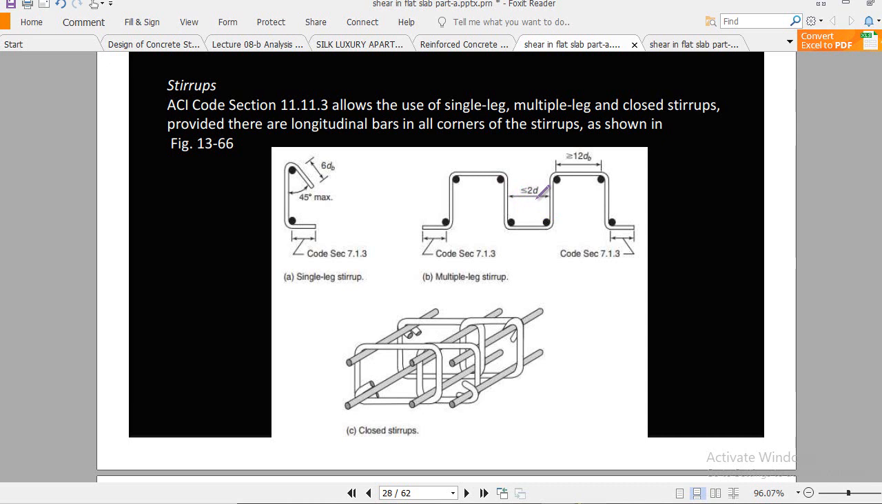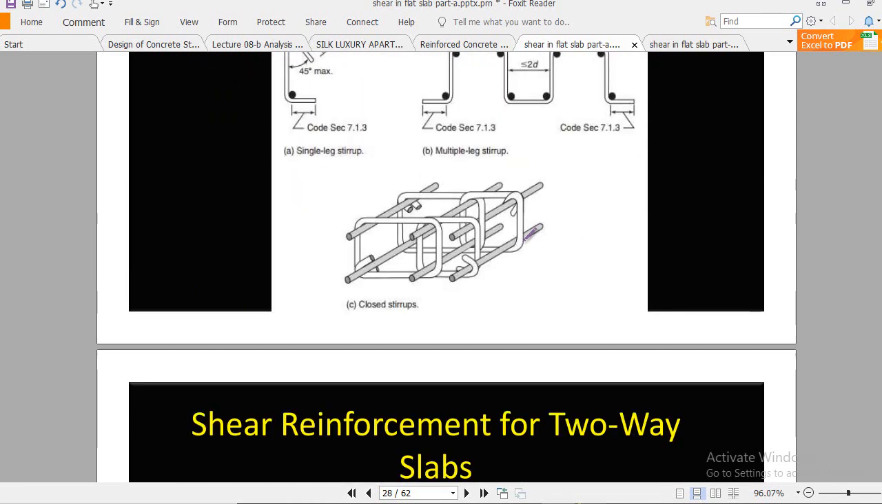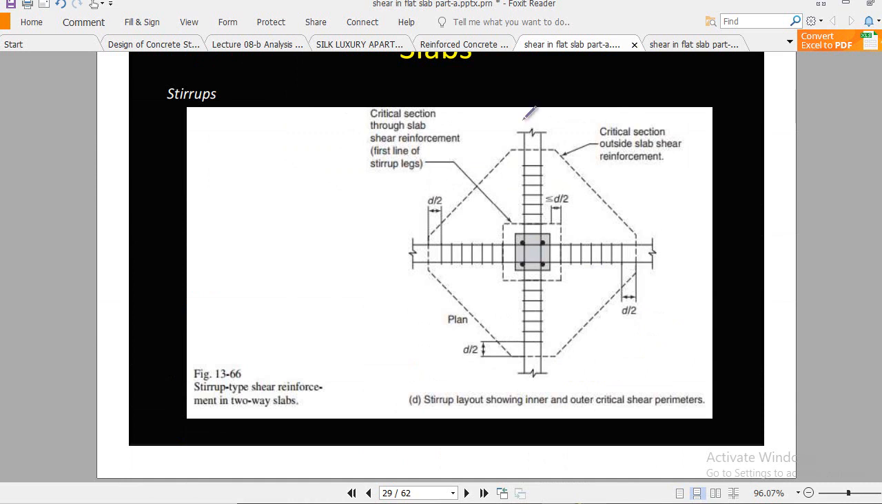And remember, this distance should be less than or equal to 2d. This distance should be greater than or equal to 12 db. And the hook specifications you see here: 45 degree maximum, 6 db, and similarly this is also code specification. These are some extra things that I have to add for you. This is the ACI design criteria for the stirrup integral beam.